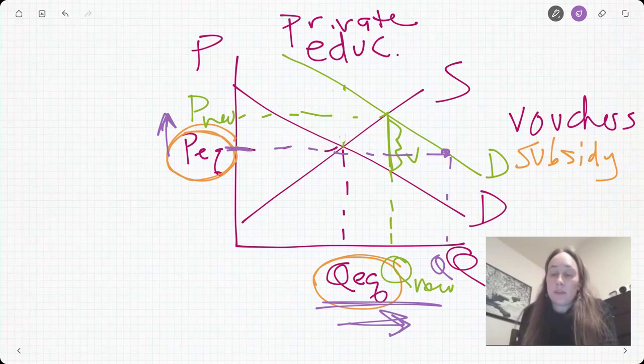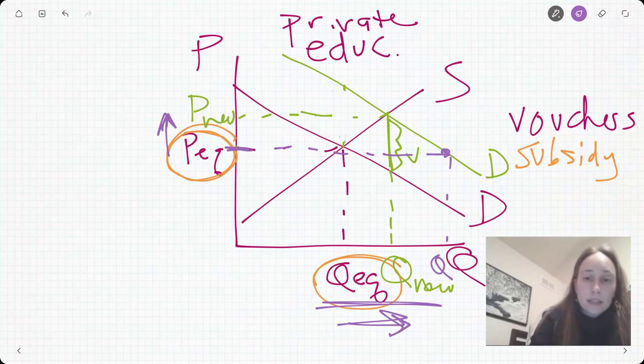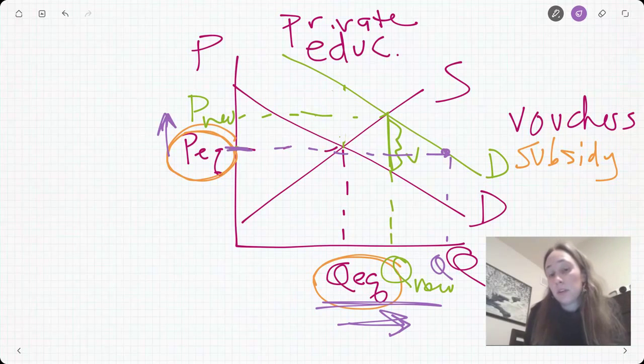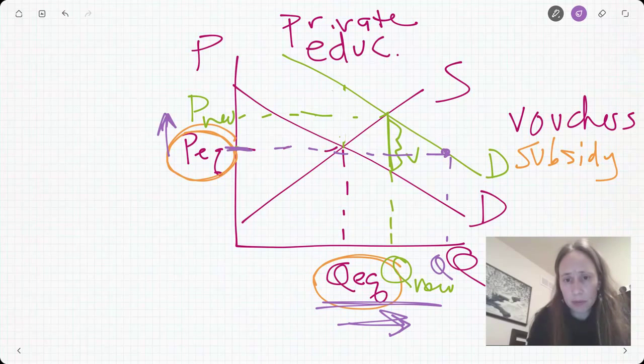So some of the subsidy is in effect captured by the schools. Even though we put it in the hands of the consumers, the schools end up reaping some of the benefit. Okay, so the price goes up, but the price does not go up by the full amount that it would have, right? We get this equilibrium effect instead. Okay, let me back up for a second.